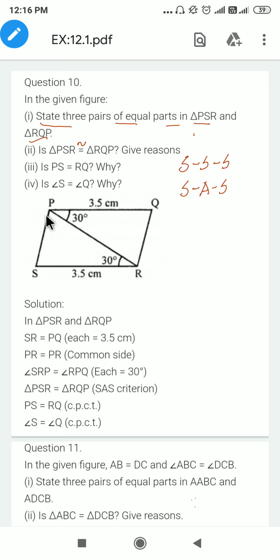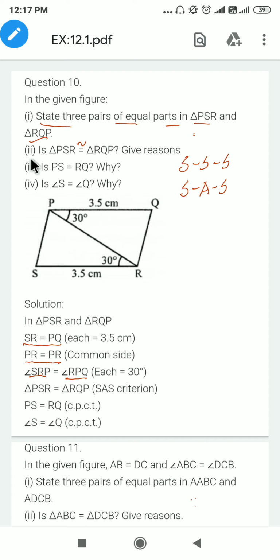So in this triangle, look, SR is equal to PQ. So you can write here SR equal to PQ, and this triangle's PR is equal to this triangle's PR. That means you can write PR is equal to PR, and this is a common side. And in triangle SRP and triangle QPR, both angles are 30 degrees. Clear? So these three pairs are equal.